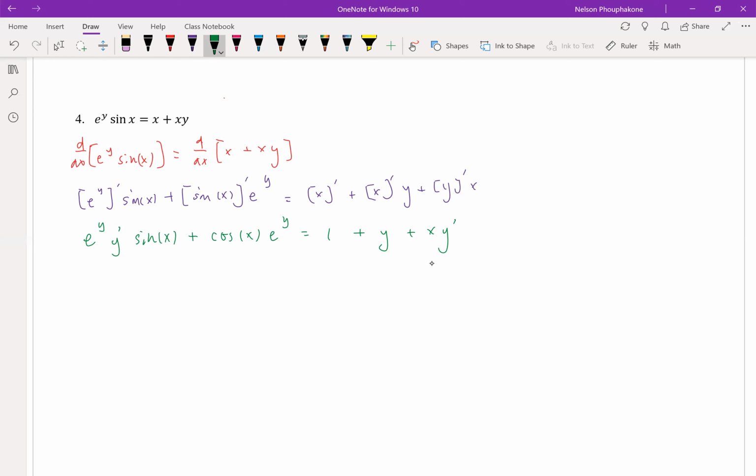Okay, so now we have something like this. And then remember the next step is we are going to group all the y prime terms. So I will have e to the y sine of x y prime minus x y prime equal to 1 plus y minus cosine of x e to the y. Or sometimes I just like to write it as e to the y cosine of x. Then now we could take out the y prime.